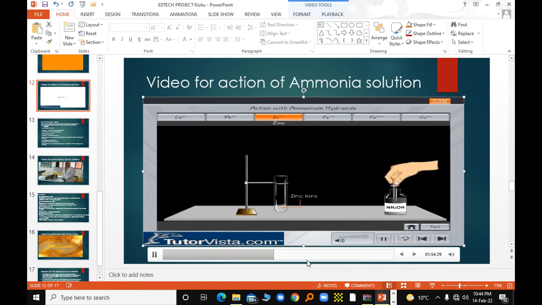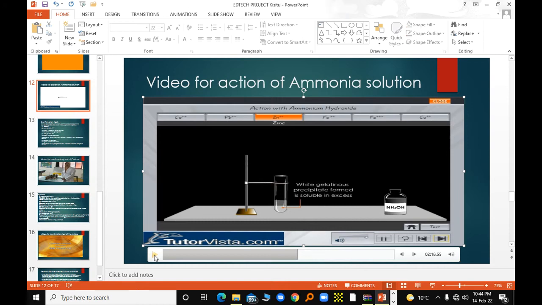Let me stop with the zinc. You're going to form that white precipitate, but you see this precipitate is soluble in excess. It has formed the precipitate and the precipitate has disappeared. So let me stop there. The video will continue from there.